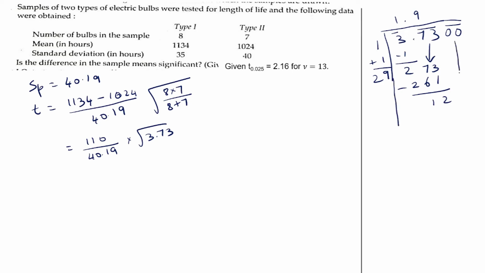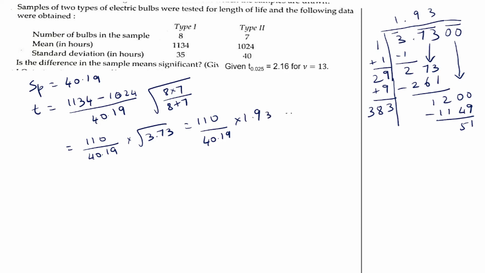Now let us bring the next pair of digits. Here we have to add 9. So our next divisor is 38. So 383 into 3, we get 1149. Here the remainder is 51. So square root of 3.73 up to 2 decimal places is 1.93. So it is 110 upon 40.19 into 1.93. So when we simplify, we get it as 5.28.